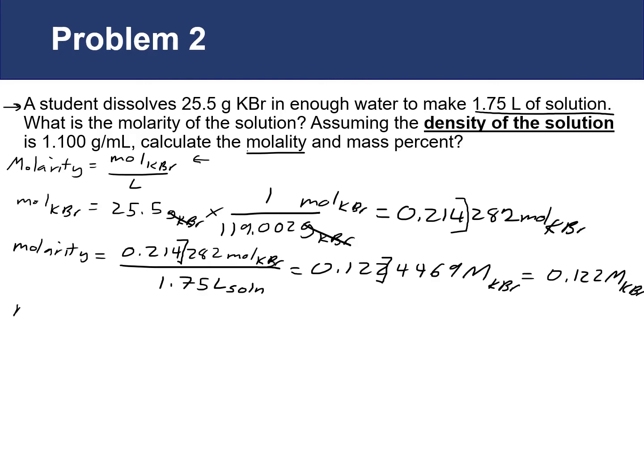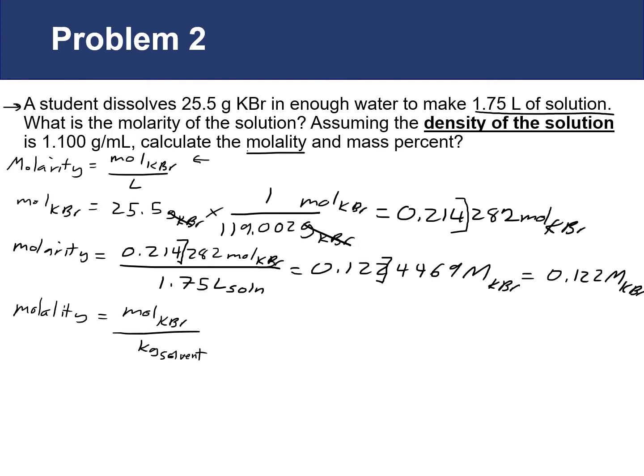Molality is equal to our moles of our solute, or KBr, per mass in kilograms of our solvent. The difficulty that we're going to have is that our volume is for our solution and our density is for the solution, not the solvent.